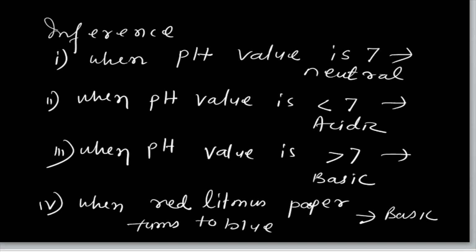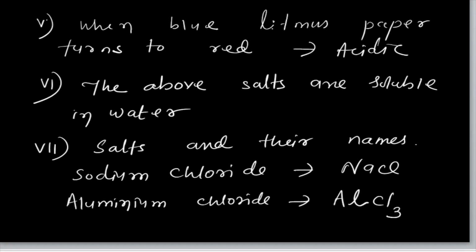Then come to inference. If pH value is 7, neutral. If pH value is less than 7, acidic. And pH value greater than 7, basic. When red litmus paper turns to blue, that is basic in nature. If blue litmus turns to red, that is acidic nature. The above salts are soluble in water.